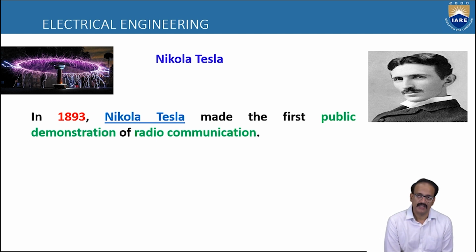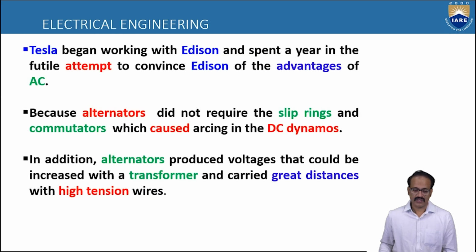Before this person, everybody was using DC power, and he is the person who told that using AC is easier and more economical than DC. Tesla was first working with Edison, and he was convinced about the advantages of AC.